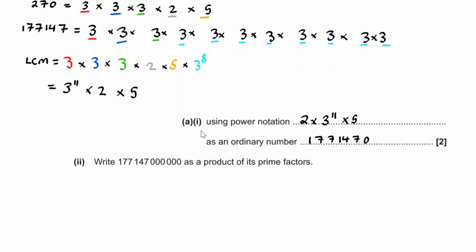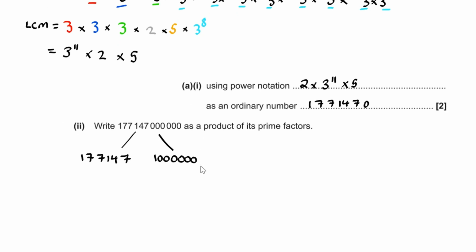Well, what we can do over here is split this number up as the following. We've got 177,147 over here, and then here we've got 1, 2, 3, 4, 5, 6 zeros. So here we'd have 100,000, or rather we'd have a million instead. So these are two numbers which multiply to give this value here.